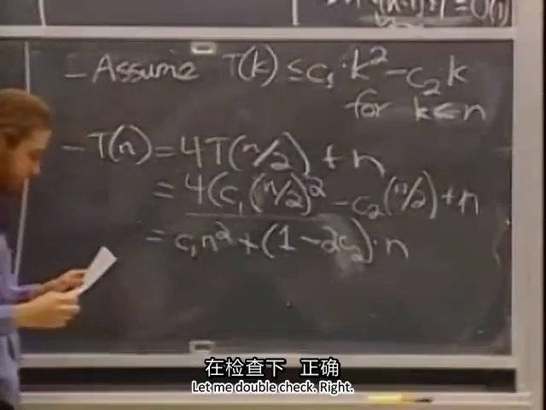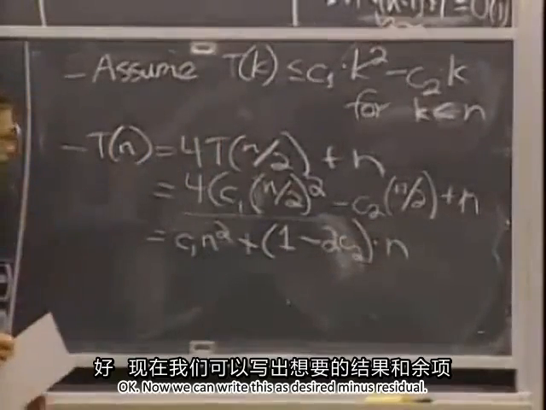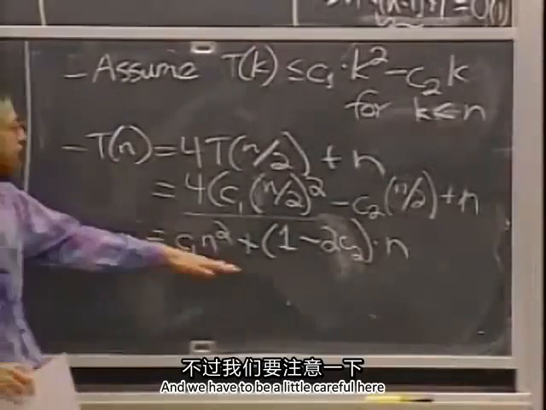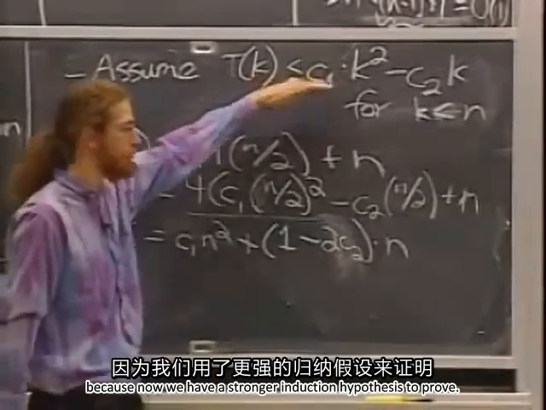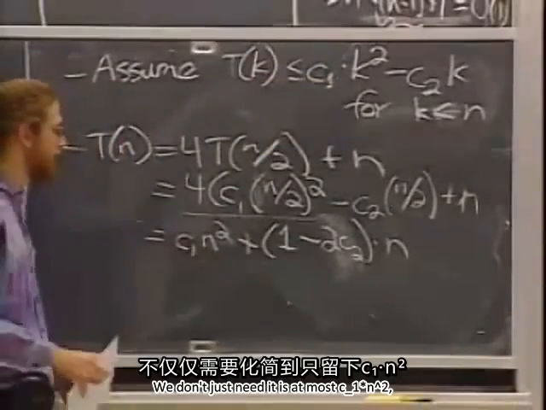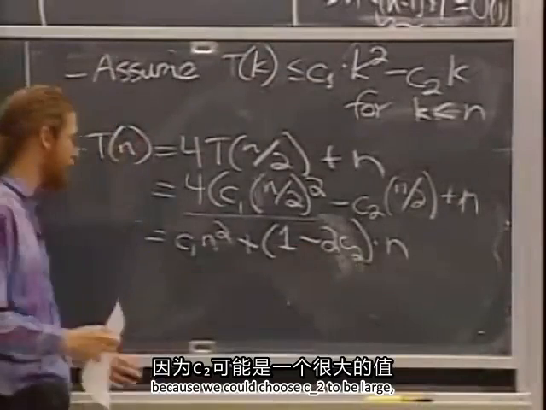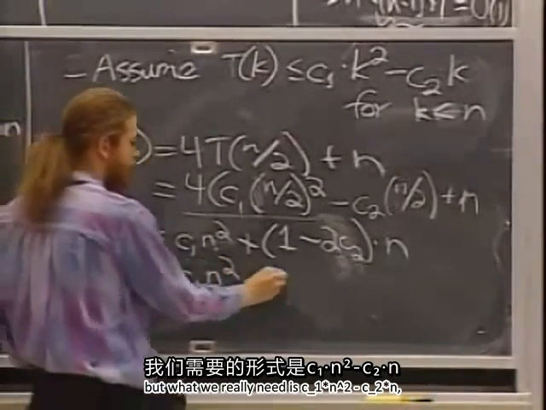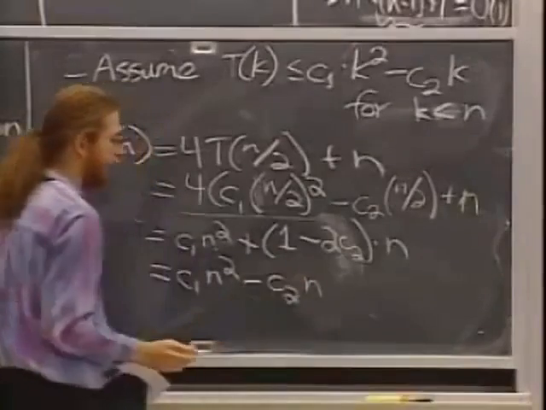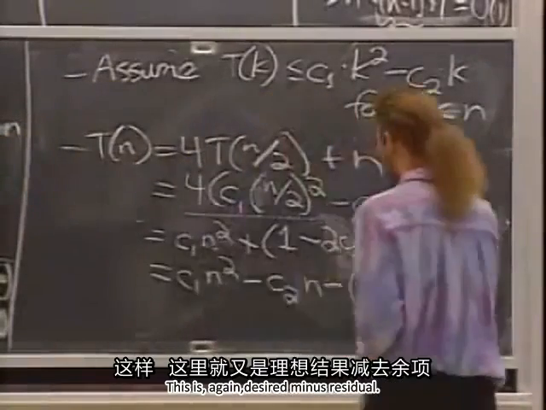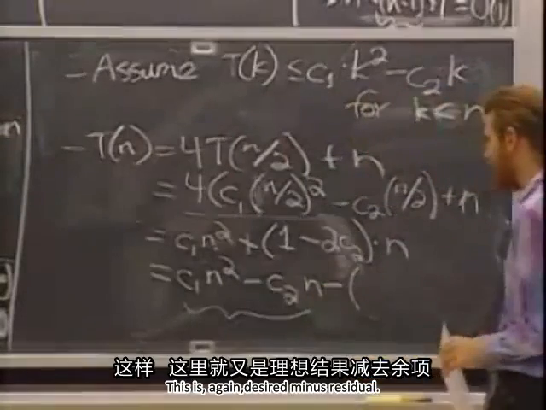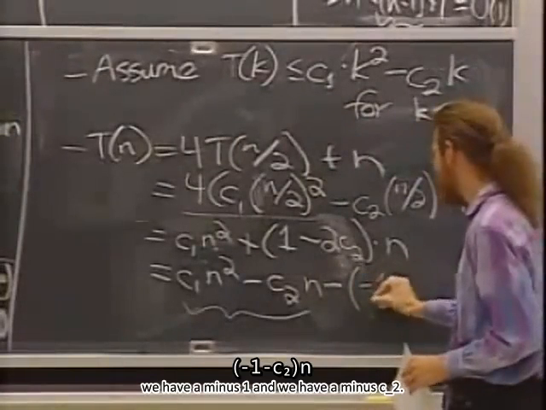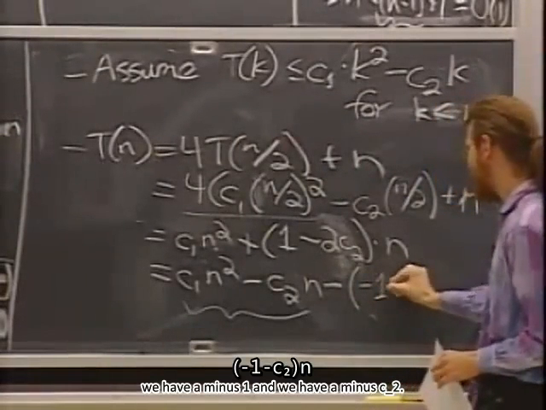Double check. Right. OK, so now we can write this as desired minus residual. And we have to be a little careful here because now we have a stronger induction hypothesis to prove. We don't just need it's at most c1 times n squared, which would be fine here because we can choose c2 to be large. But what we really need is that c1 n squared minus c2 times n, and then minus some other stuff. So this is, again, desired minus residual. And minus residual, let's see, we have a minus 1, and we have a minus c2.